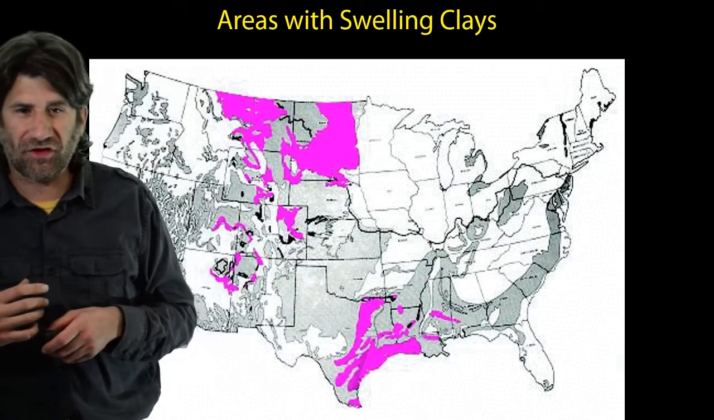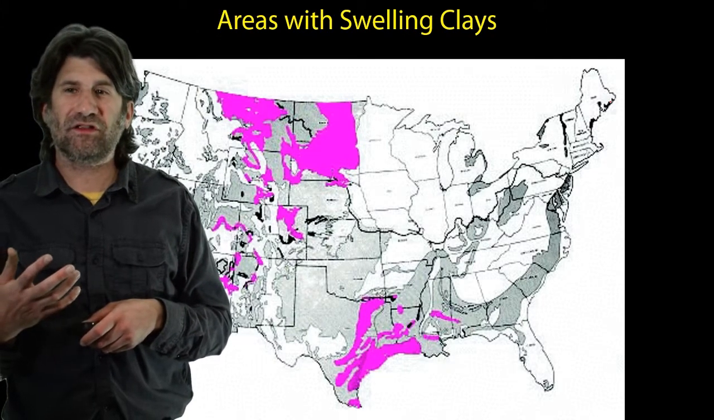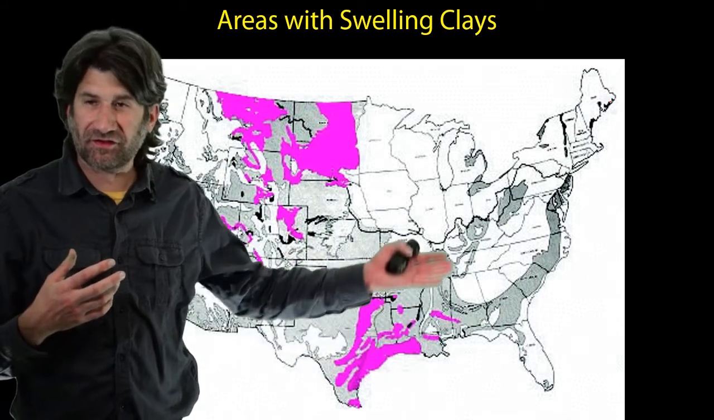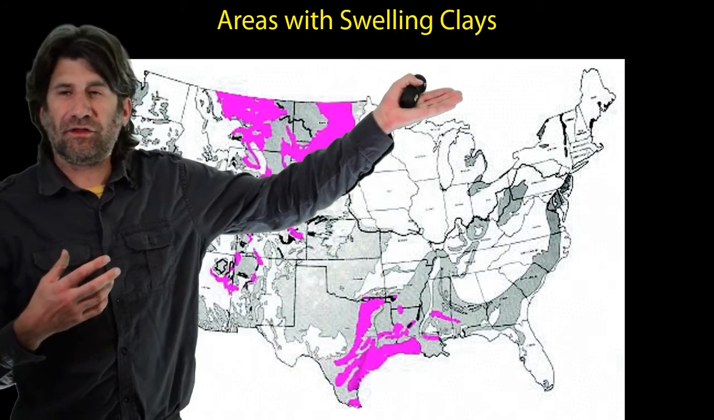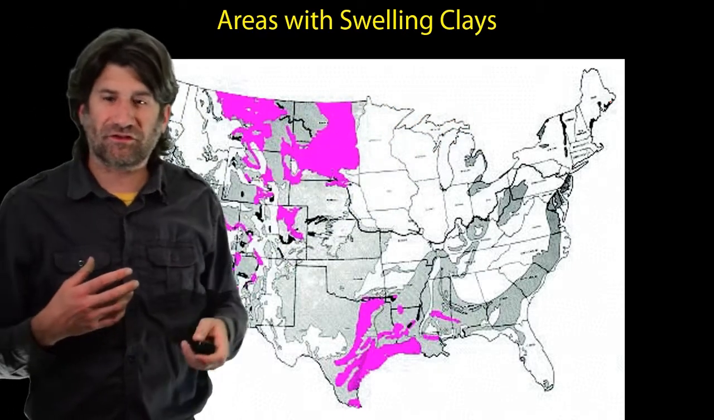Okay, our final slide is just looking at areas where we have bedrock with lots of clay in it, where we have these shrink-swells. So places like Texas, and also up in the Badlands area here in the Dakotas, are areas with lots and lots of these clays.